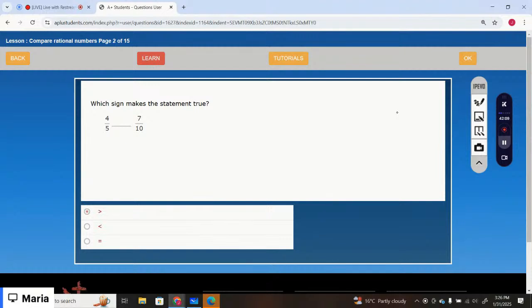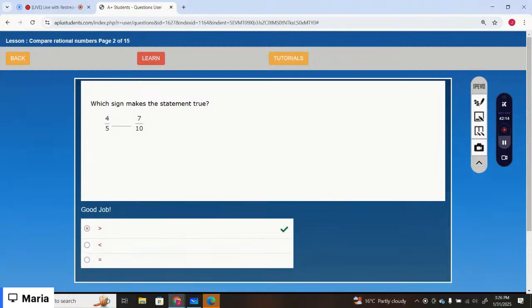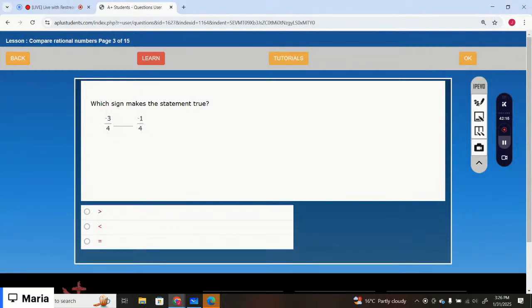Option number 1 is the correct option. Which sign makes the statement true? Negative 3 by 4 and negative 1 by 4.